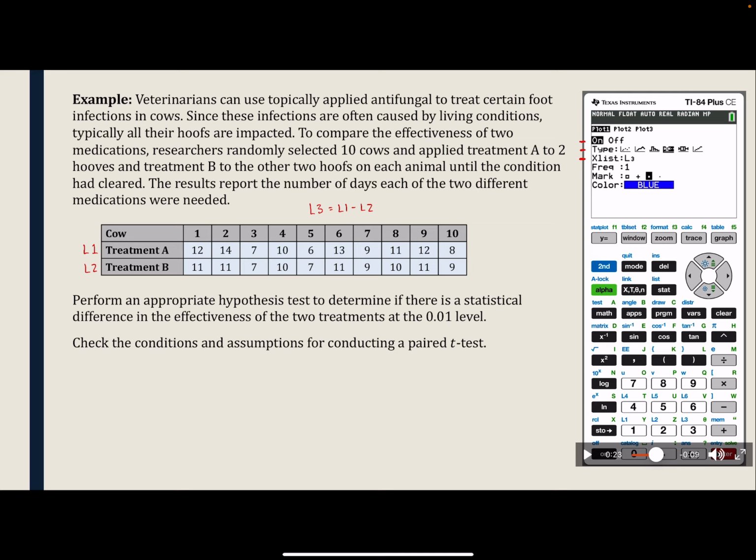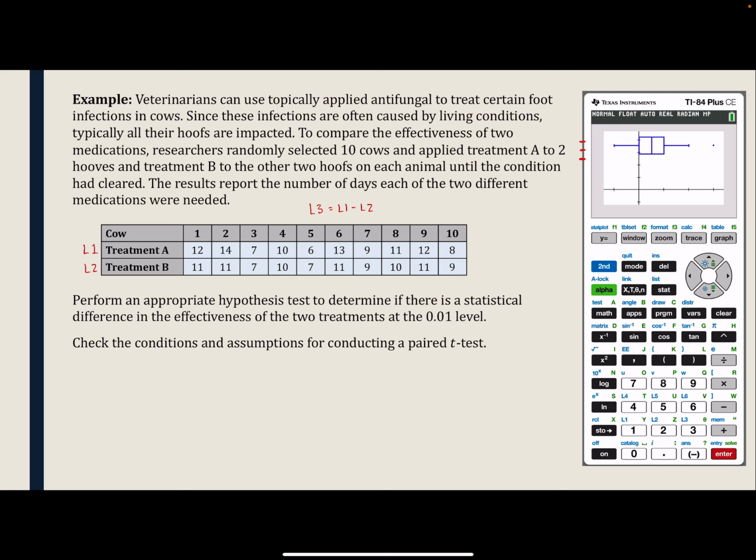Once you have the plot on and you've chosen your box plot, we're going to go to zoom and then stat zoom. So zoom 9. So now we're going to click on zoom and scroll down to zoom stat and hit enter.